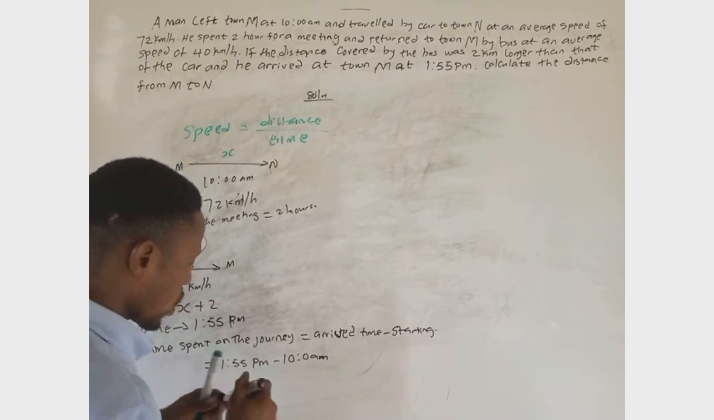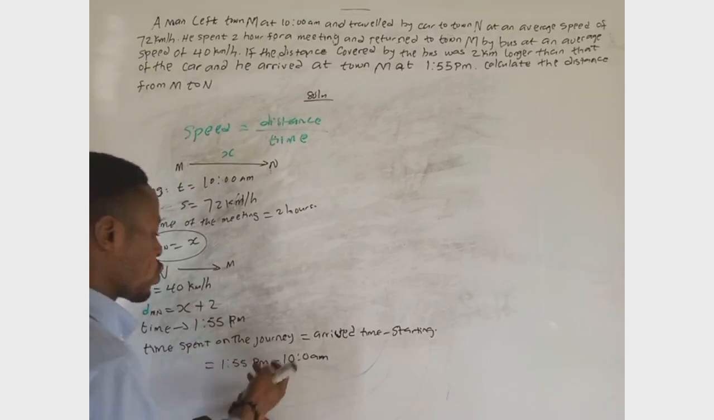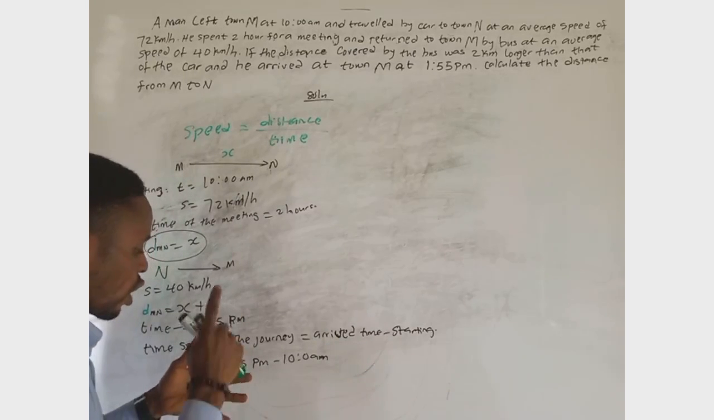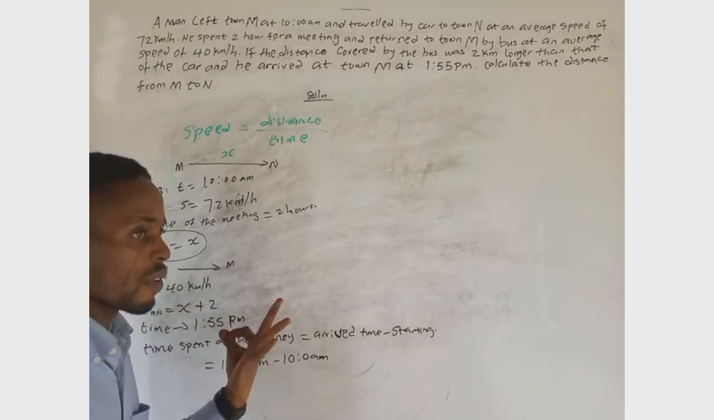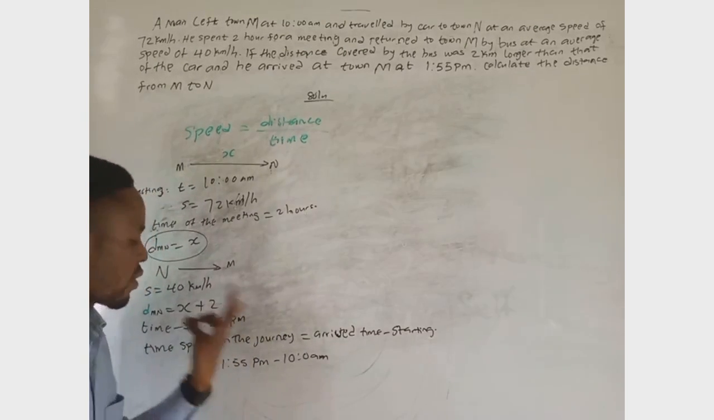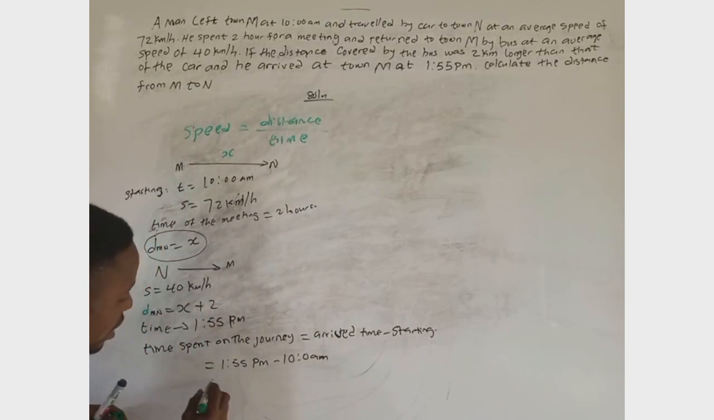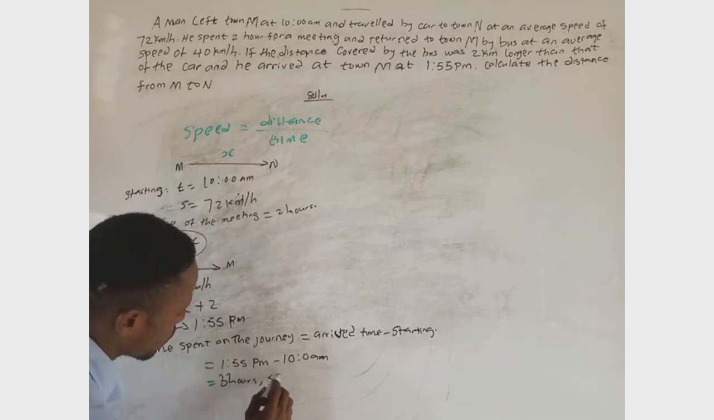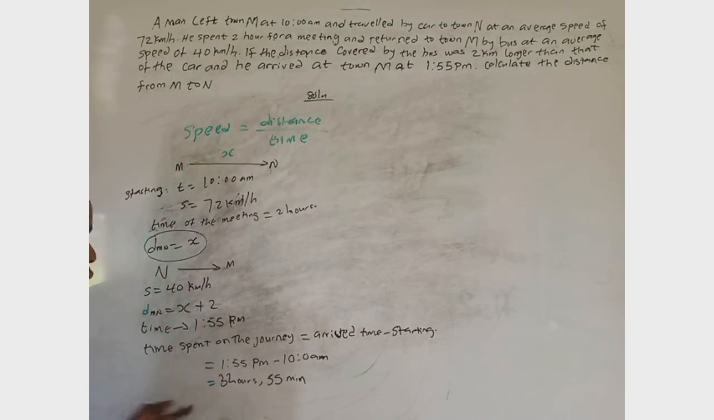So if you calculate the time from 10 a.m. to 1:55, that is 3 hours, then we have 11, 12, 1, and 55 minutes. That's 3 hours and 55 minutes. We use 3 hours 55 minutes for the time spent on the journey. So when you subtract it, we have 3 hours 55 minutes.